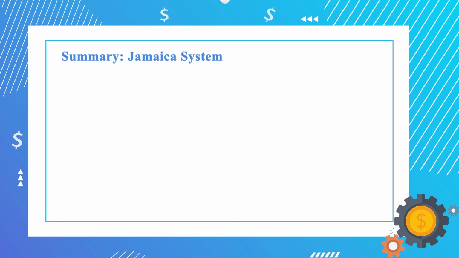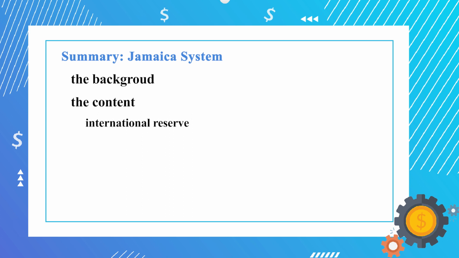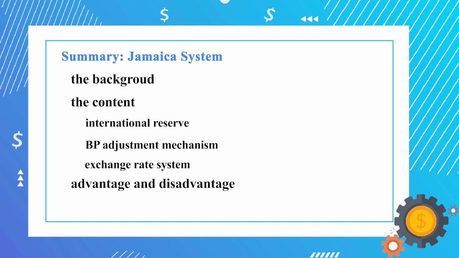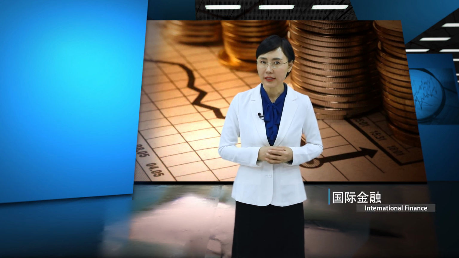In this part, we studied the Jamaica system. We reviewed the background of the system. Then we explored the content of the system, including its international reserve, BP adjustment mechanism, and exchange rate system. The main characteristic is its diversification in its content. The advantages and disadvantages are obvious. In short, compared to the former two systems, the Jamaica system is more flexible as well as unstable.